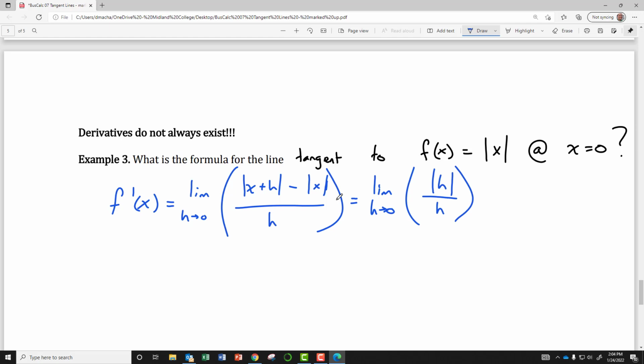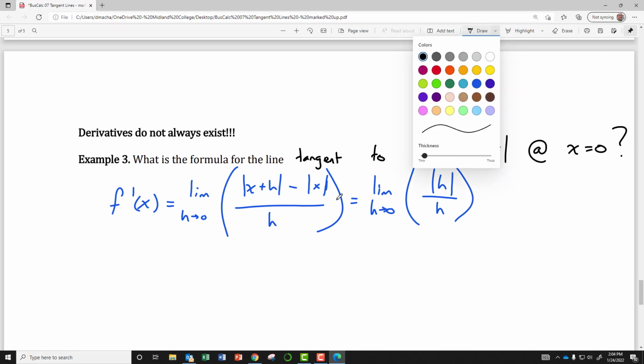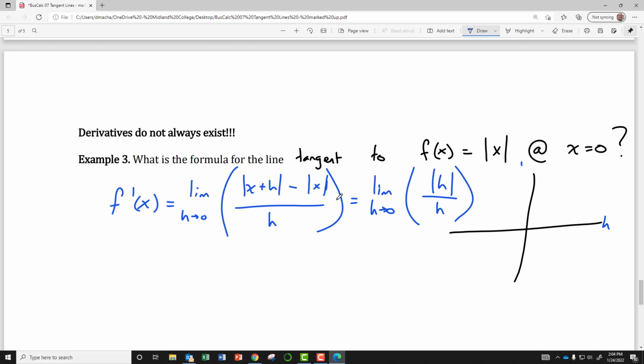And this particular function, we've graphed it before, and we've talked about this function before when you're doing limits, but for any positive values of h, the value of this expression is going to be positive 1. And for any negative values of h, it's going to be negative 1. And so the two-sided limit doesn't exist here. Because if you were to take the right-sided limit, it would be positive 1. If you take the left-sided limit, it would be negative 1. And so this limit does not exist, which means that the derivative does not exist.